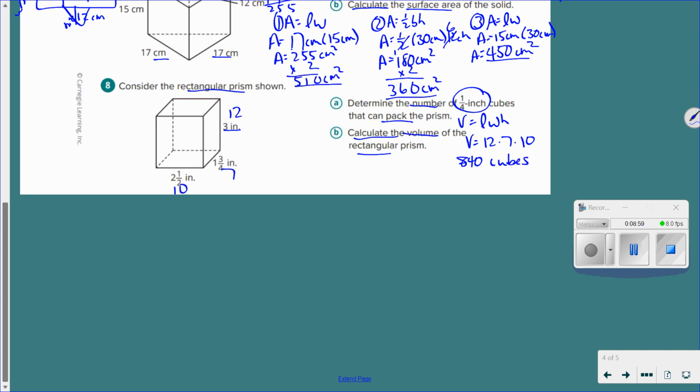Now to find the volume, I need to know the volume of one of those. Because it's a cube, it's 1/4 times 1/4 times 1/4, or 1 over 64. So the volume of one cube is 1/64 cubic inches. I have 840 of them, so I'm going to multiply this by 840. So you have to stick with me. I'm just going to divide by 2s because it makes it easier. So if I divide by 2, it gives me 32 and 420. Divide those by 2 gives me 16 and 210. Divide those by 2 gives me 8 and 105.